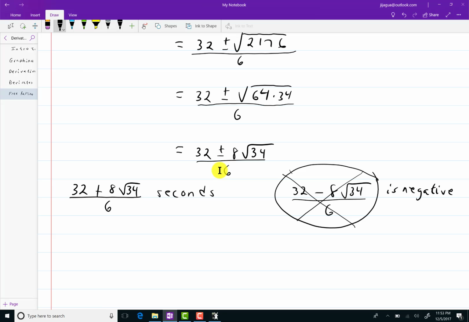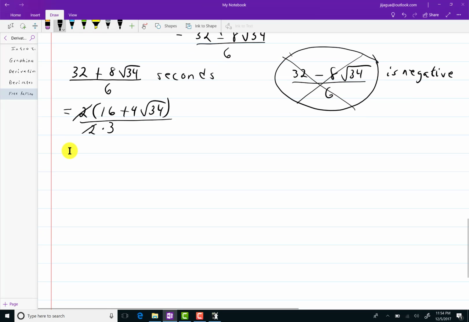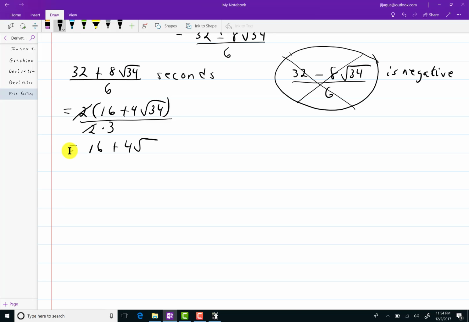And I can simplify a little bit here. This is where, if your division bar isn't long enough, you might just divide 2 between the 6 and the 8 and forget to do it to the 32. No. You must think of this whole numerator right here. You must think of this as 2 times 16 plus 4 radical 34 all over 2 times 3. That way I can cancel the 2's. So my final answer is 16 plus 4 radical 34 over 3.